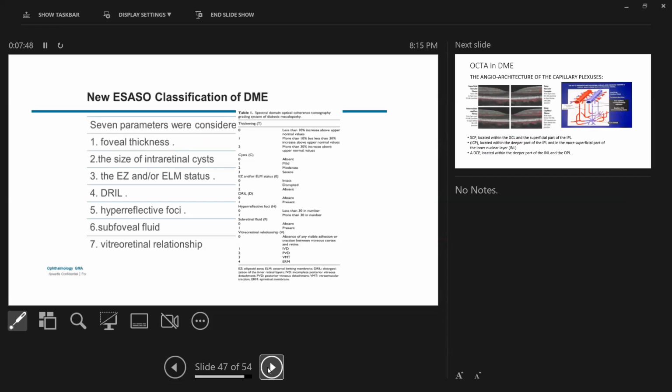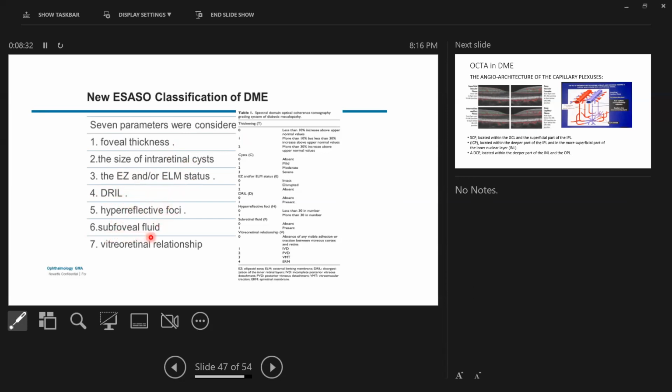Okay, why are these biomarkers important? Because today we have a very new important classification by ESASO, the European School for Advanced Studies in Ophthalmology. In this classification, they took 7 parameters which are very important for assessing any diabetic macular edema. The first is the foveal thickness, whether it is normal or not. The size of the cyst, as we mentioned: small, large, giant. The integrity of the ellipsoid zone, which means the photoreceptors, whether intact or not. The presence or absence of a DRIL. The presence or absence of the hyperreflective foci.